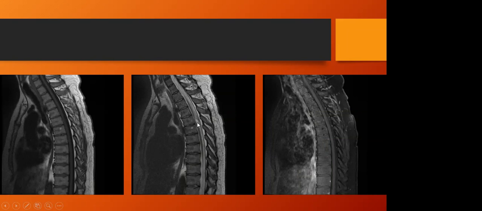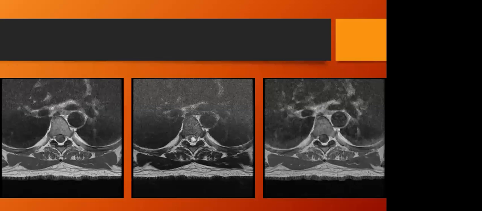This is epidermoid on T2. This is also an epidermoid on T2, showing hyper T2 and takes enhancement.